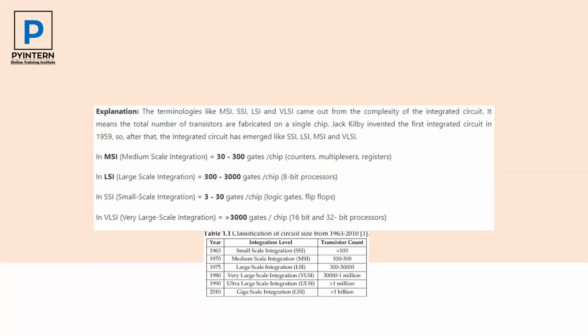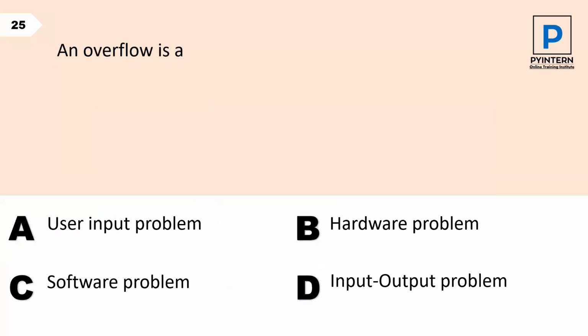So come to the MSI. MSI basically uses a counter, multiplexer and register. So the examples of medium scale integrated circuits are counter, multiplexer and register, and for LSI, large scale integration, a chip like an 8-bit processor. SSI, small scale integration, means logic gates, flip flops, etc., because in logic gates and flip flops you can use 4, 5, 6, or 8 gates. Okay, come to the next question.